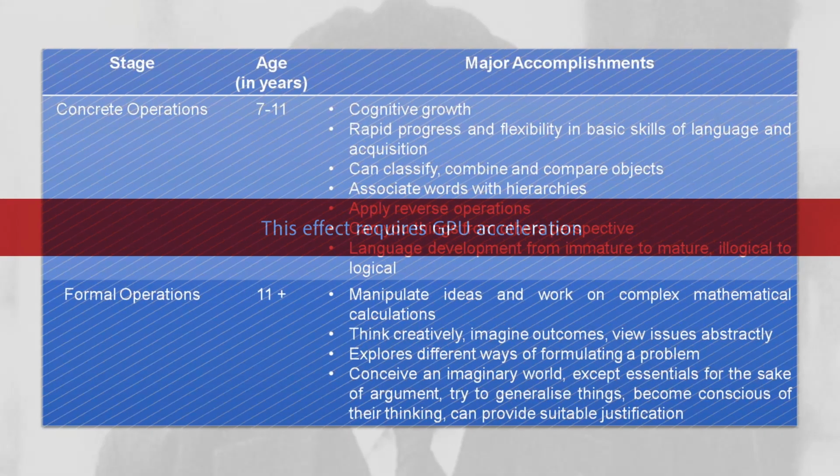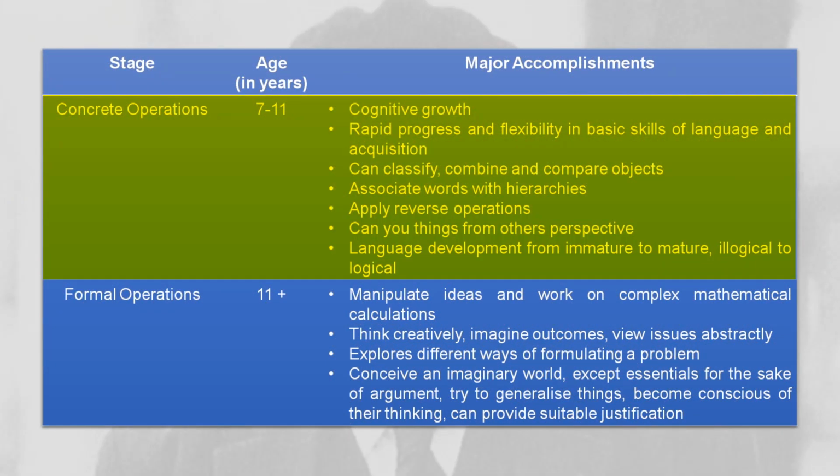The third stage is the concrete operations stage, characterized by cognitive growth between 7 to 11 years of age. Basic skills of language and acquisition show rapid progress and flexibility. Children can classify, combine, and compare objects, which are prime characteristics at this age. He can also deal with words and associate them with their hierarchies such as rose, bud, flower.